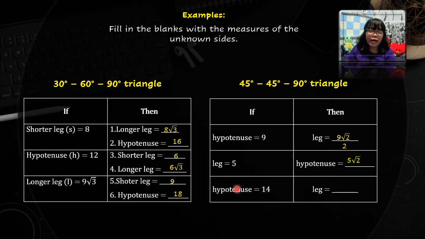And then, going back to hypotenuse to leg. So, that is equal to hypotenuse multiplied by square root of 2 divided by 2 to get the leg. So 14 times square root of 2 divided by 2. So 14 divided by 2, that is 7. So leg is equal to 7 times square root of 2. So that is how you get the different sides or legs or hypotenuse of our triangle given that we have the special right triangles.